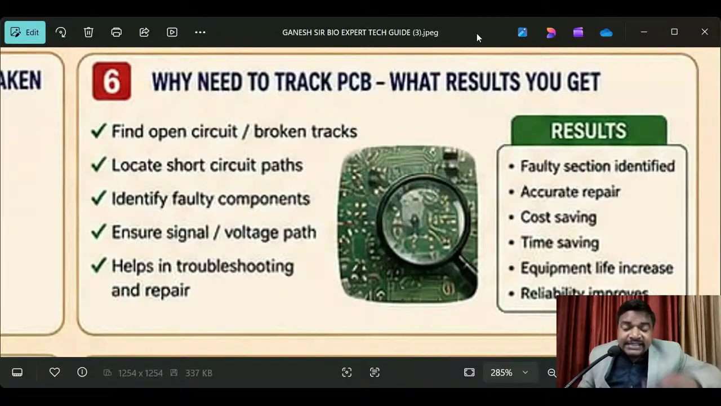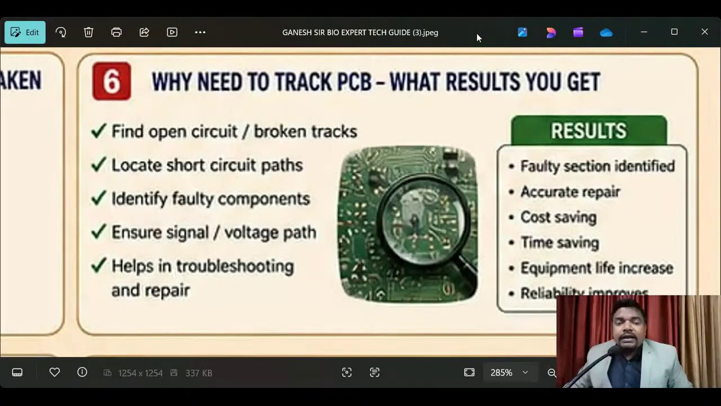See, today if I share all things also, whenever you practice a lot and whenever you do the practical work, then only you will become a successful technical master in biomedical equipment. Everything is possible. The time taken and dedication is very, very important. Then only you will catch all things.